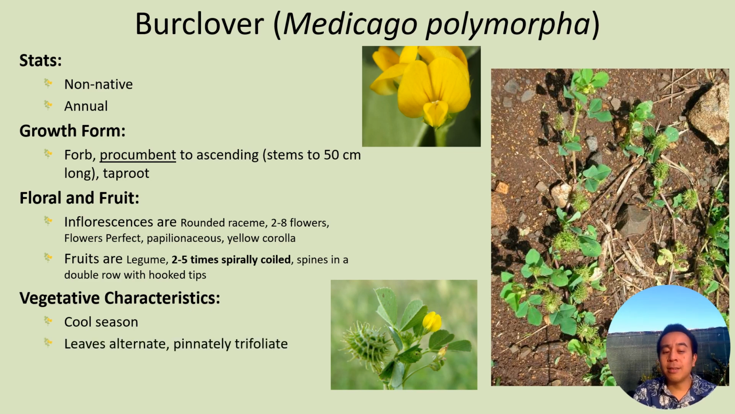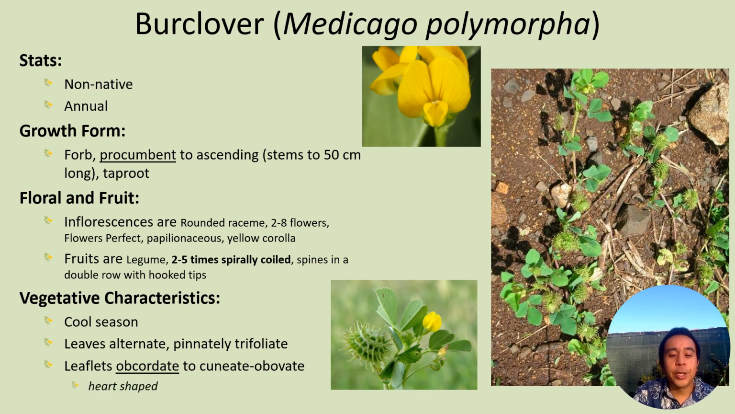It's a cool season plant, vegetatively speaking, and the leaves are alternate and pinnately trifoliate, as you can see here. It kind of has that clover-like three leaves. And the leaves are obcordate, which means heart-shaped, cuneate, which means wedge-shaped, and obovate essentially means it's narrower at the base than at the tip.